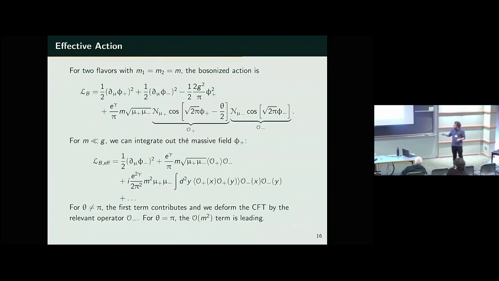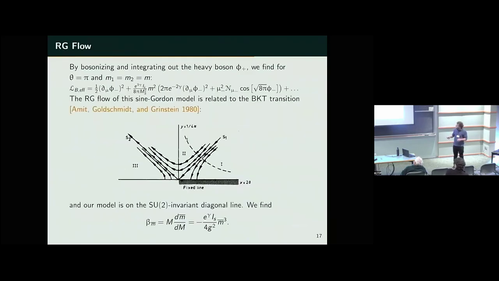And so indeed, if this O plus piece vanishes, then we're going to have to go to this second order piece and work harder to see what's deforming the CFT. And I'll just say that what happens is that it's going to be a marginally relevant operator that's deforming the CFT, and it triggers a BKT flow, this famous Berezinskii-Kosterlitz-Thouless transition.